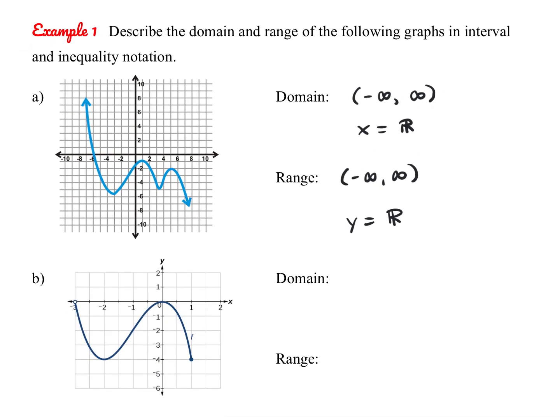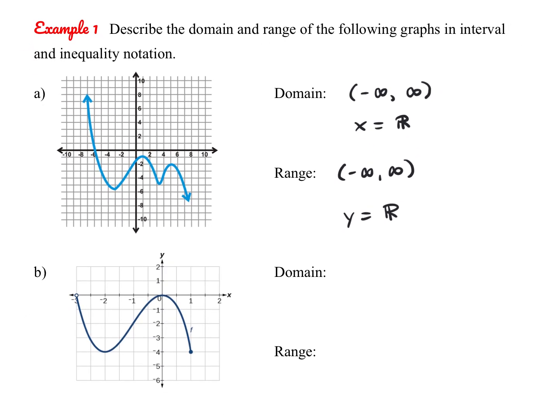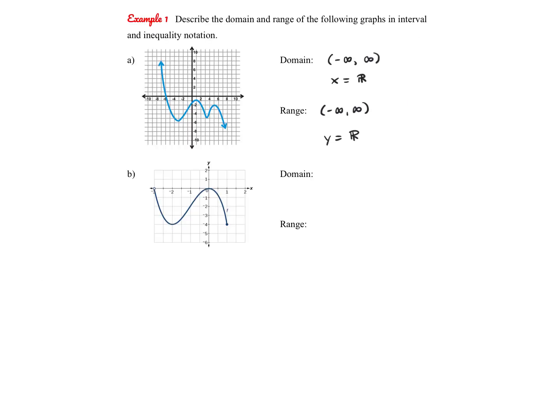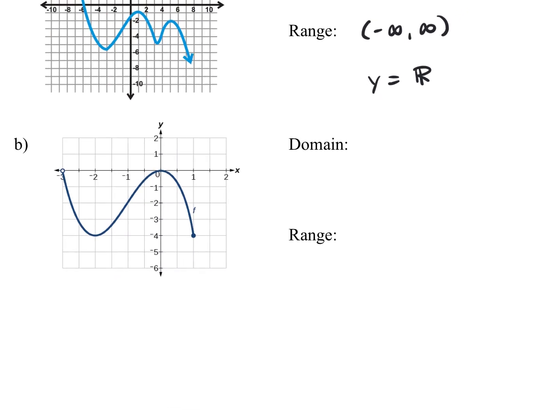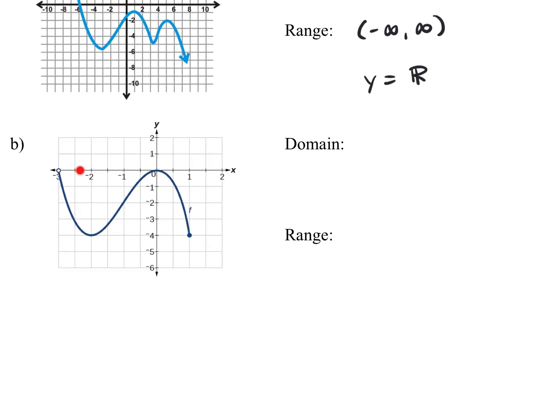So it's very common for different types of functions to have domains and ranges that are all real numbers. Now here you can see we have a graph, but it has endpoints. So it will have a restricted domain and range. So again, for the domain, we're looking at all the x values that it covers. So I can see that it covers from here to here. I'm just looking at the numbers on my x-axis only.